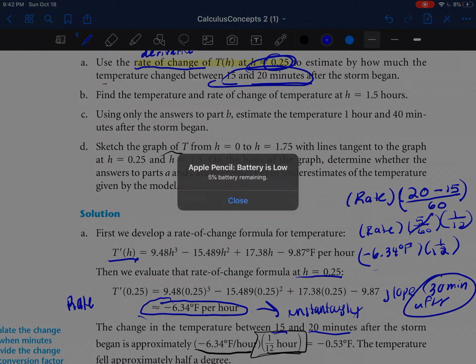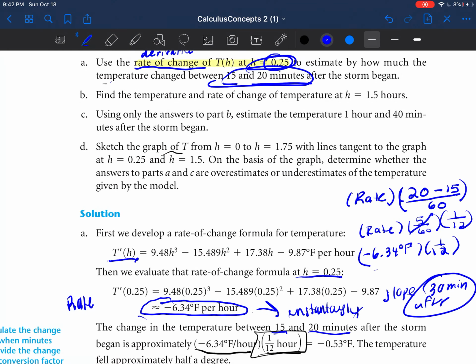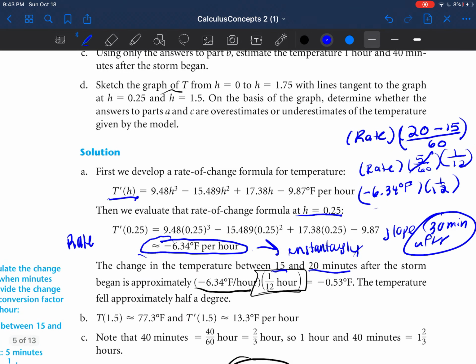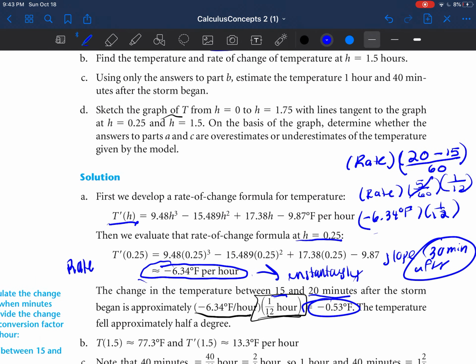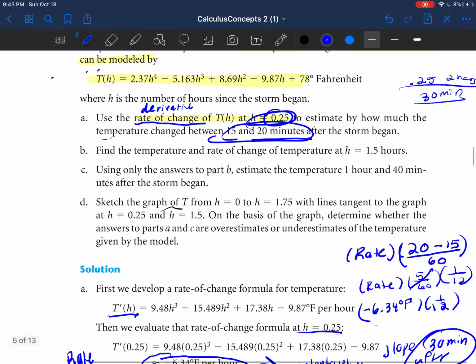That will be how much it changed, and you're estimating. Keep in mind, you're estimating. So then you get that answer. Awesome. Now let's look at the second question.